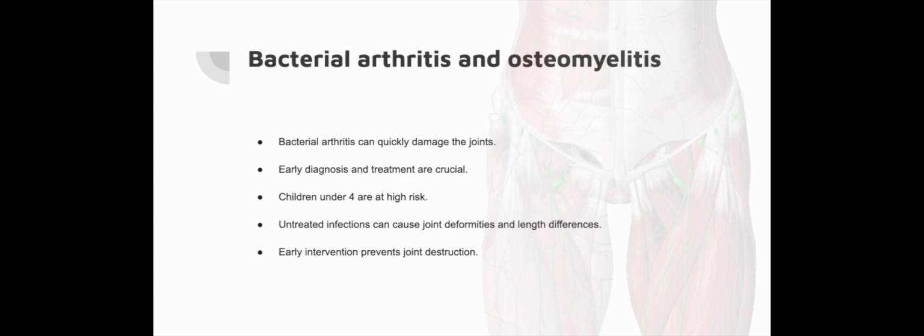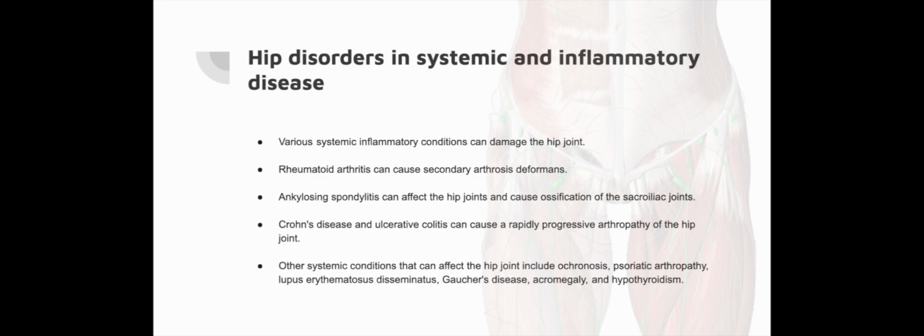Symptoms of bacterial arthritis include fever, leukocytosis, elevated ESR and CRP, with local symptoms of pain, warmth, and swelling. Imaging tests such as X-ray, ultrasound, MRI, and technetium scintigraphy can help with the diagnosis. Treatment typically includes surgery to drain the infection and antibiotics to kill the bacteria. Early intervention is key to prevent joint destruction.